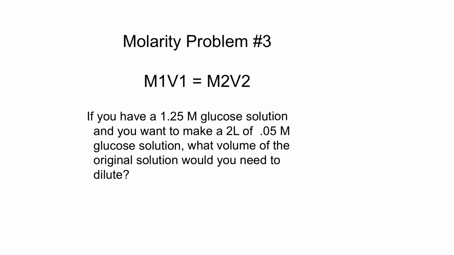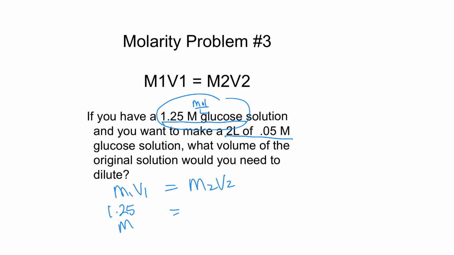Molarity problem number one here. M1V1 equals M2V2. If you have a 1.25 molar glucose solution, this is moles per liter, but I actually don't have to change it in this one because I'm not solving for specific moles here. So I can leave it just like that for these problems. And I want to make 2 liters of a 0.5 molar solution. What is the volume of the original solution you would need to dilute? So I'm going to use this equation. The original molarity is 1.25 molar, the second molarity is 0.5 molar, and the second volume is 2 liters. So clearly, I am solving for volume one.